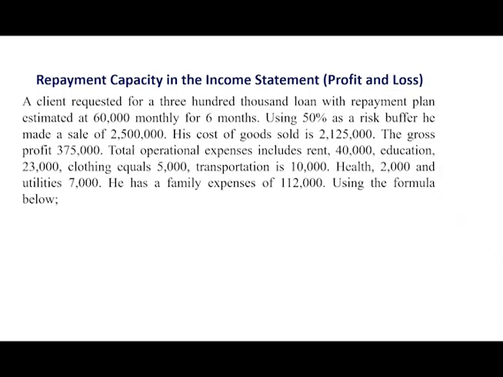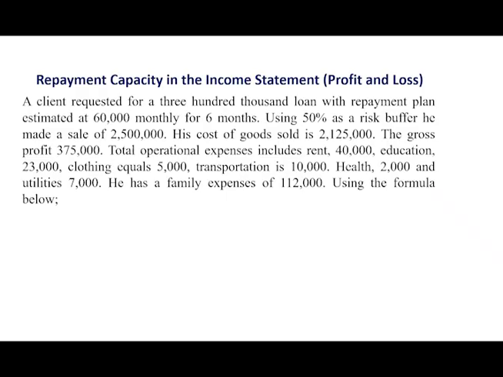To round up Lecture 4, let's take this example. A client requested a 300,000 loan with a repayment plan estimated at 60,000 monthly for 6 months. Using 50% as a risk buffer, he made a sale of 2,500. His gross profit is 2,125. The gross profit totals 375. Total operational expenses include rent, 40,000, education, 23,000 only, clothing equals 5,000, transportation is 10,000, health, 2,000 and utilities 7,000. He has family expenses of 112,000.